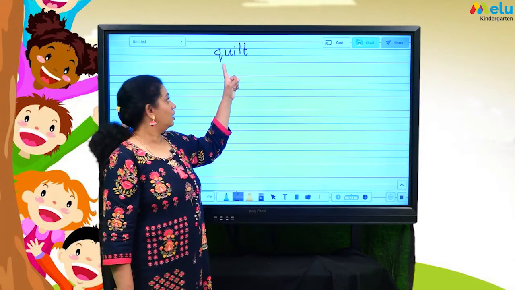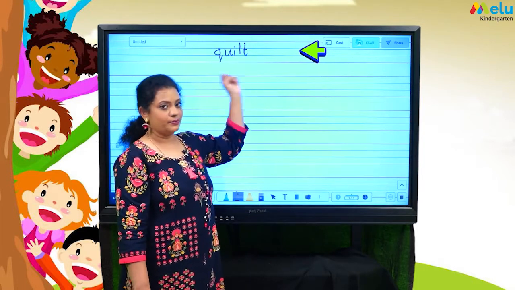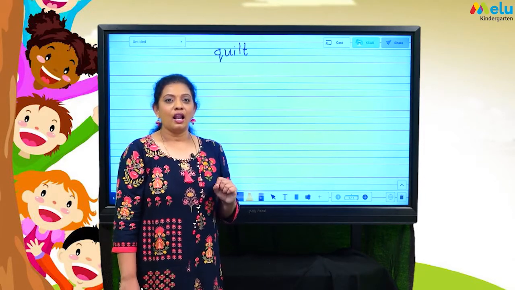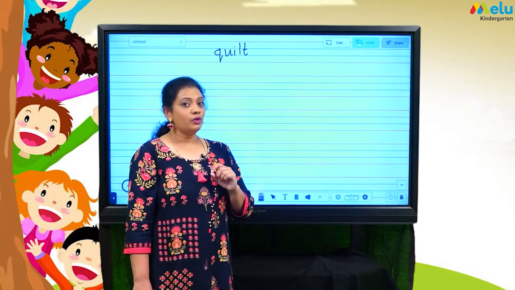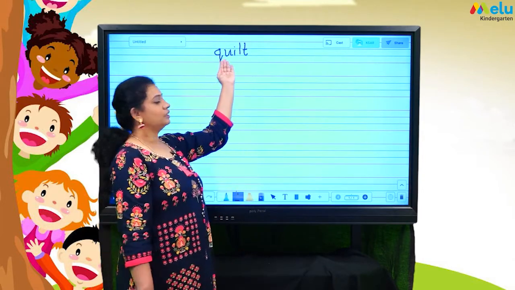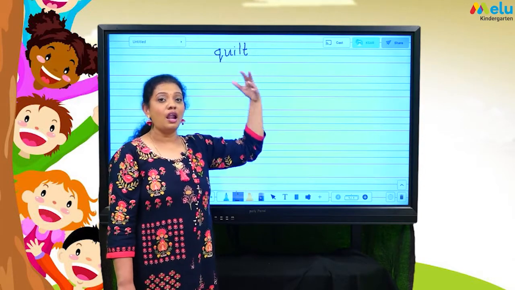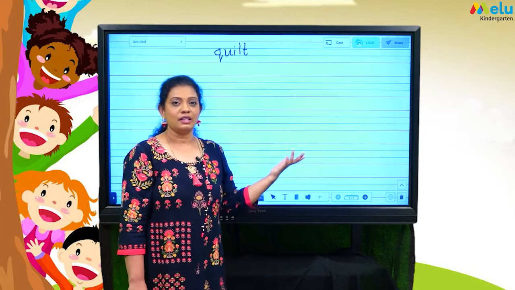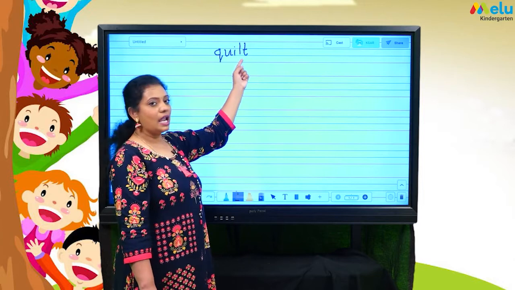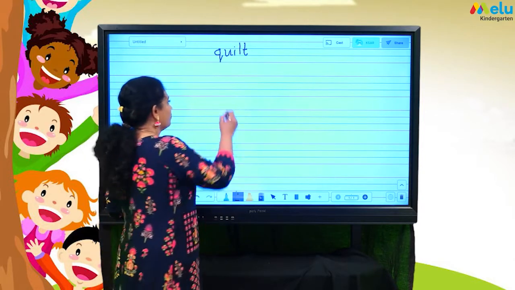Now read this. Quilt. The second new word is quill. If you are pronouncing this word, it is almost like the previous word. But instead of T, we have to write L one more time. That is the only difference, children. So quill.